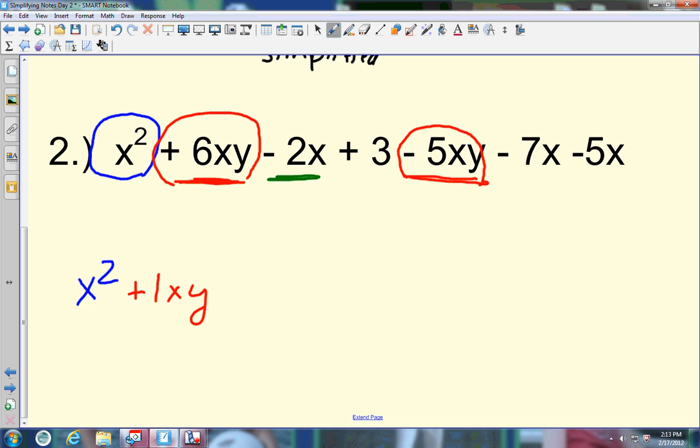Next I have negative 2x, negative 7x, negative 5x. Negative 2 minus 7 is negative 9. Negative 9 minus 5 is negative 14x. The next one, I have a unit right there of plus 3, and that's the last one I have. So this is my unsimplified, and this is my simplified. This is my answer. All I'm doing is combining like terms.